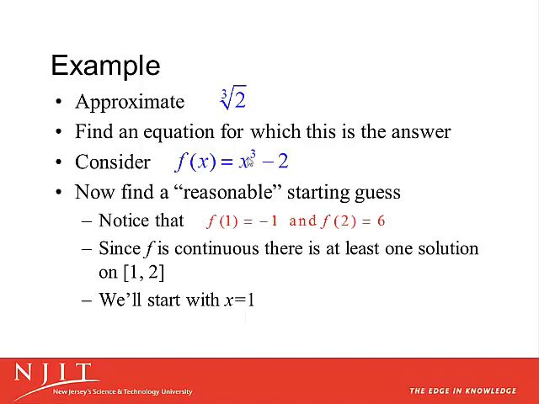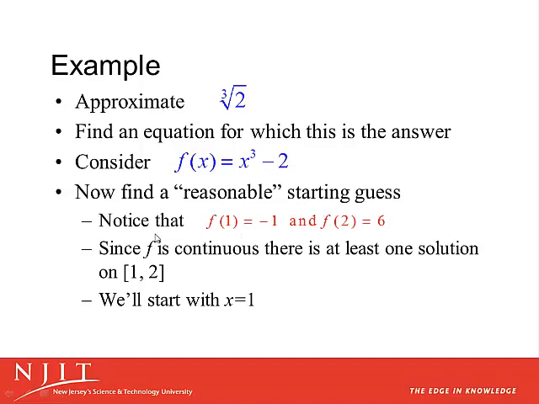Let's do an example. Suppose we want to approximate the cube root of 2. So we find an equation for which this is the answer, the obvious equation that we're going to use. There are many choices that are possible. It's x cubed minus 2. Because if you said x cubed minus 2 equals 0, you'll get the answer that x is equal to the cube root of 2.